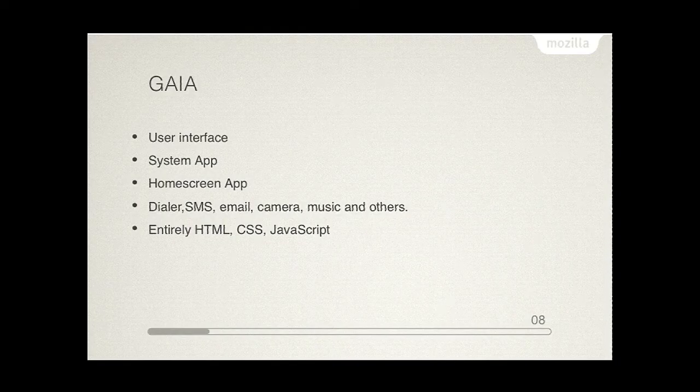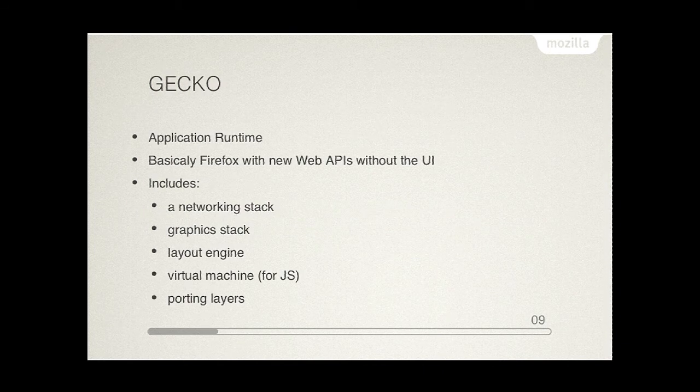So as I've said before, Gaia is made up of all the apps that come with the phone, including the system app, which is like a lightweight operating system. Then you have Gecko. I think everyone probably knows what Firefox is. But from an application standpoint, it's where you have all your networking stack, graphics, layout engine, all that sort of stuff.